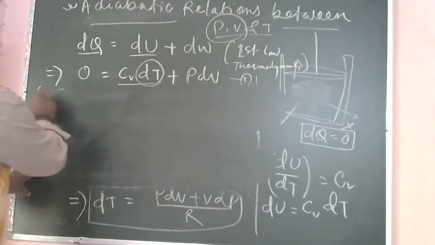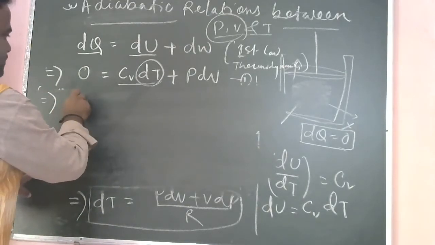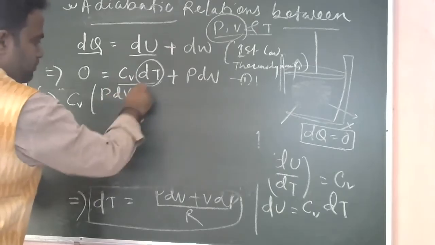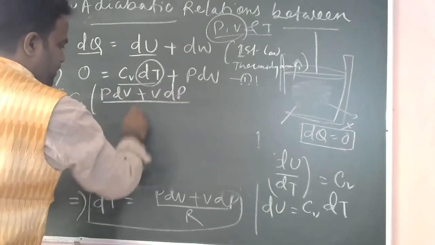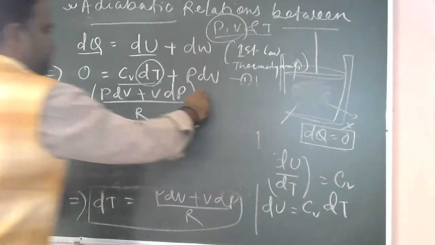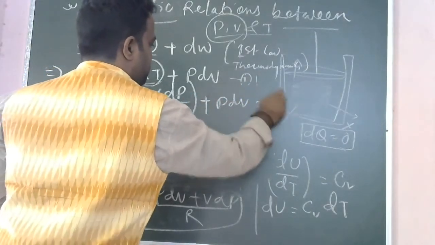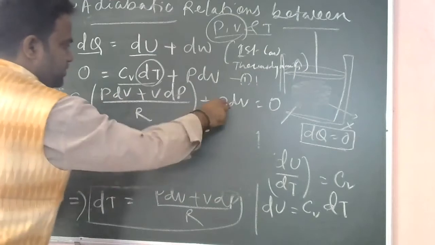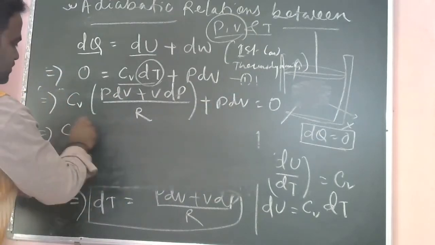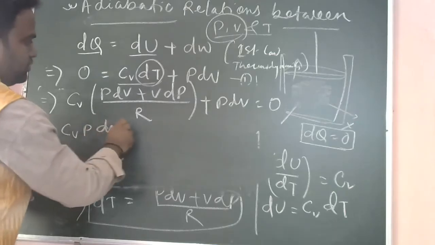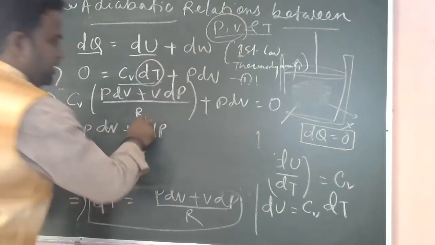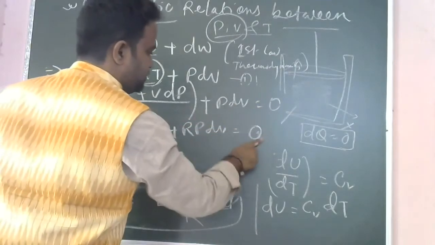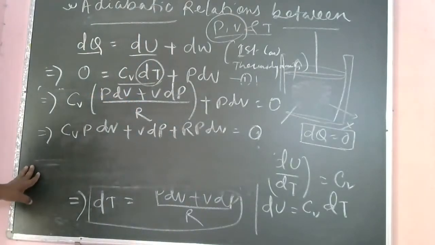Equation 1 will convert to Cv dT is equal to this one, (PdV plus VdP) by R, plus PdV equal to 0, right? Now just find out the LCM and simplify the equation. Cv dV plus VdP, R LCM, so R P dV is equal to 0. R I multiplied with 0 on the right side, so it's 0.